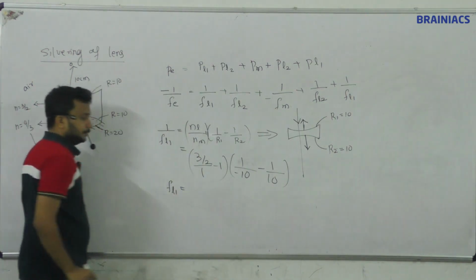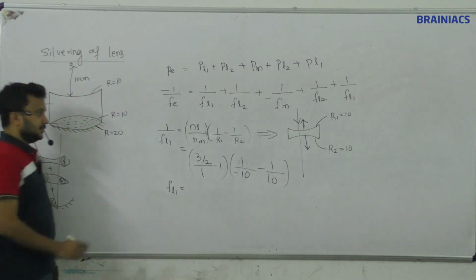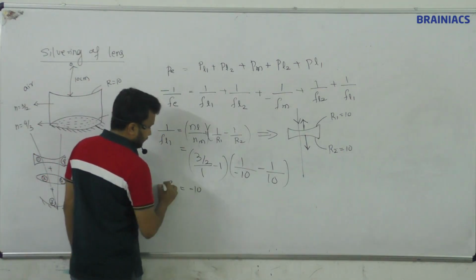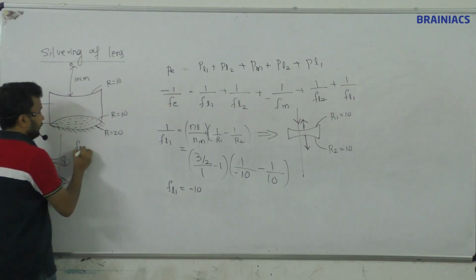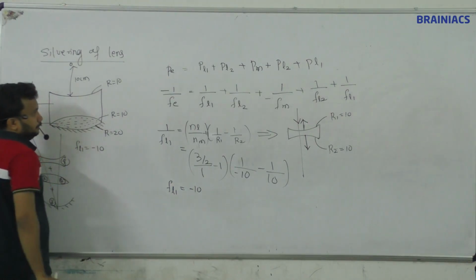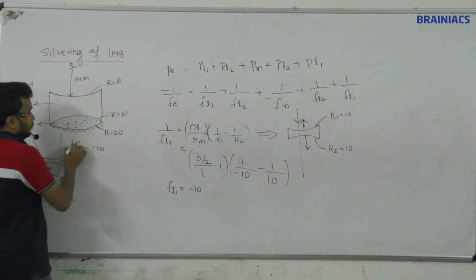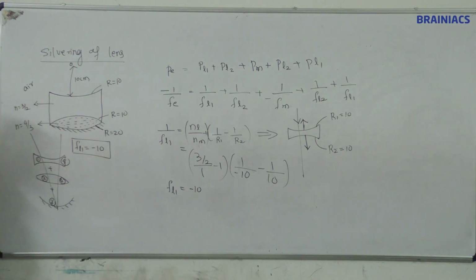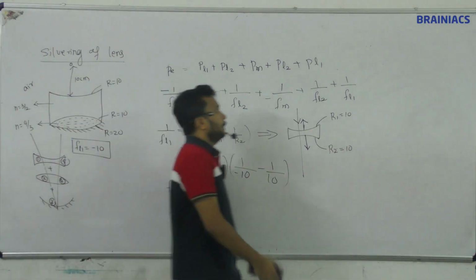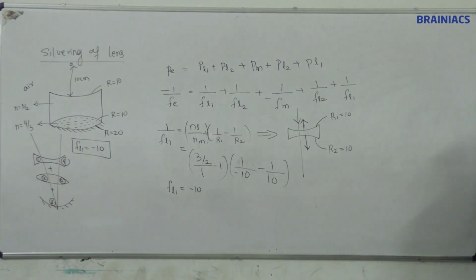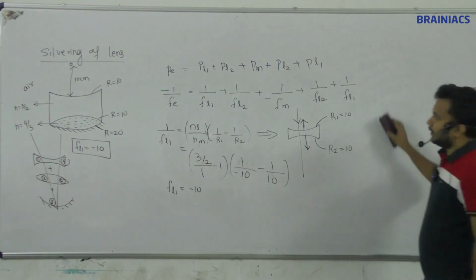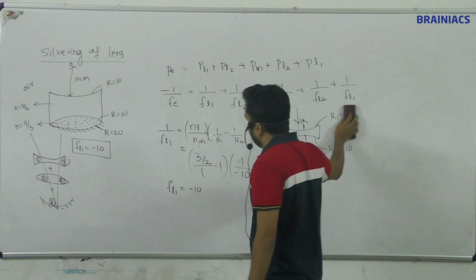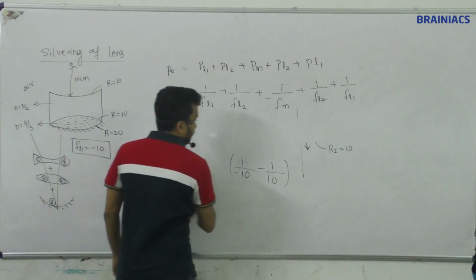FL1 equals minus 10. So I'll write FL1 equals minus 10. This is the first point we derived. Everybody got that? Next, what are we going to do? We are going to find FL2.